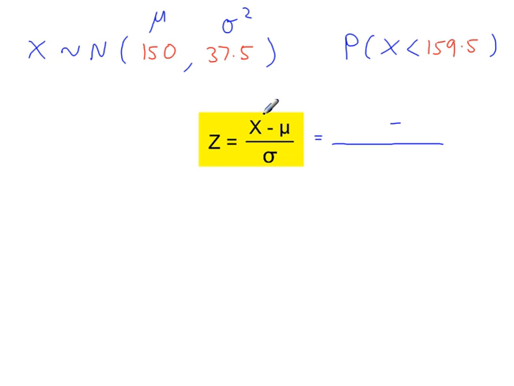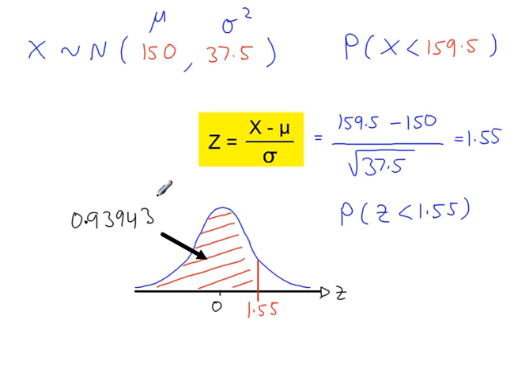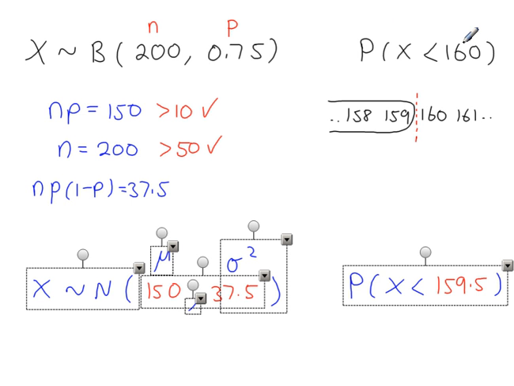To calculate the probability, we standardize. So x is 159.5. The mean is 150. And the standard deviation is the square root of the variance. So we're looking for P(Z less than 1.55). So going to table 3 in the formula book, we get this probability. So this probability is the approximate value of P(X less than 160) that we started off with.